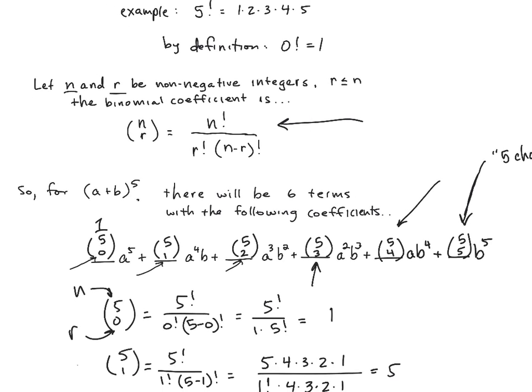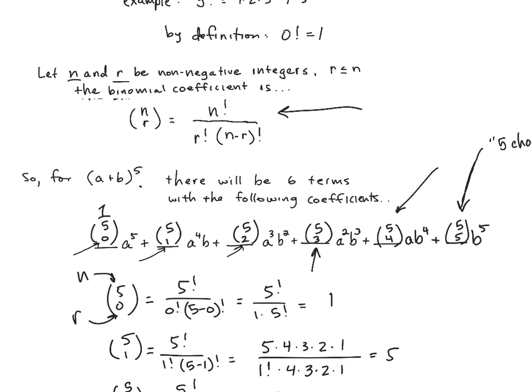Now moving on to 5 choose 1, you can see the numerator here is 5 factorial, which is 5 times 4 times 3 times 2 times 1. And then we have 1 factorial, and then 5 minus 1 factorial is just 4 factorial, which you can see is written right here. And then the 4 and the 3 and the 2 and the 1 factors are going to cancel out. So we have 5 divided by 1, which is 5. So 5 choose 1, the coefficient up here, is going to be 5.